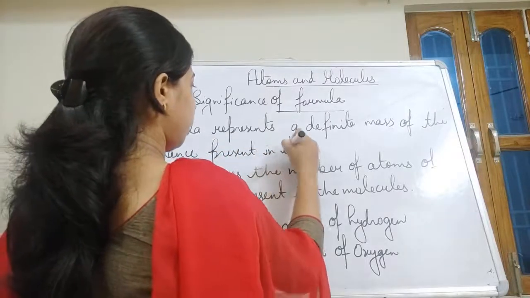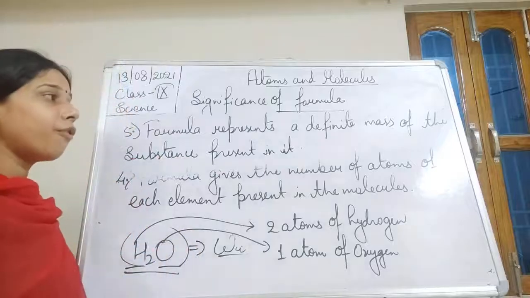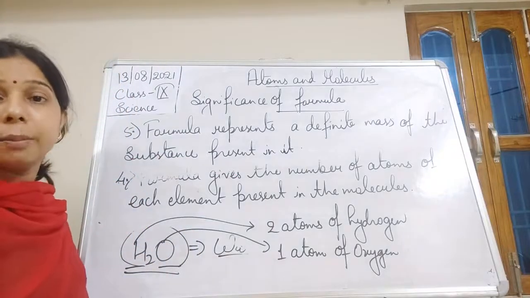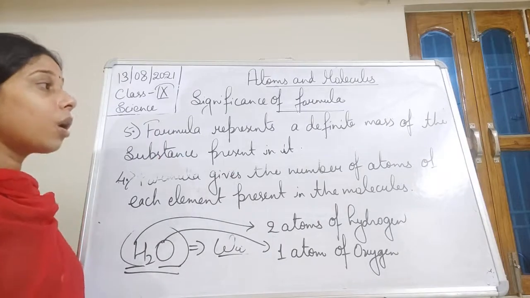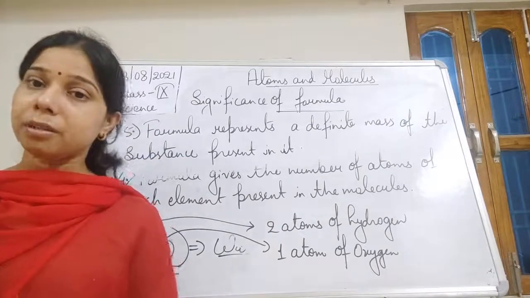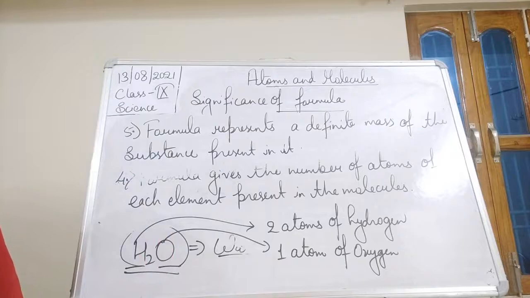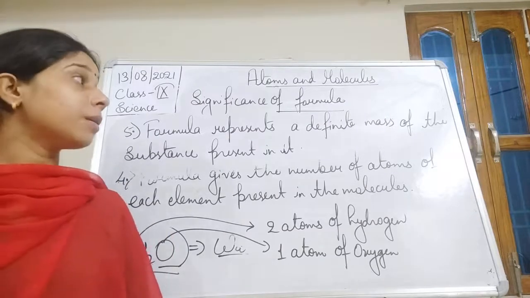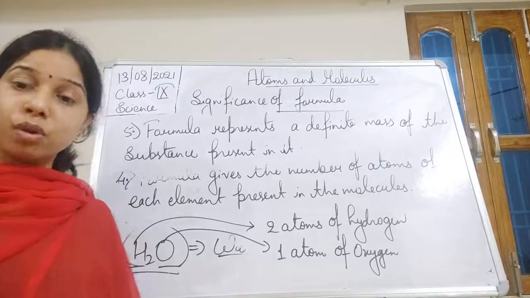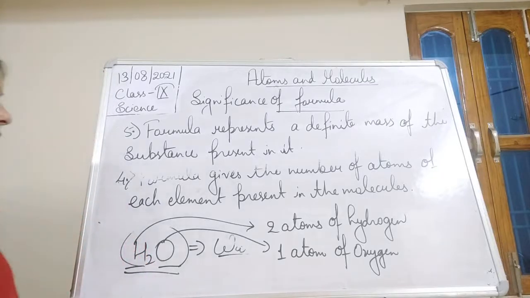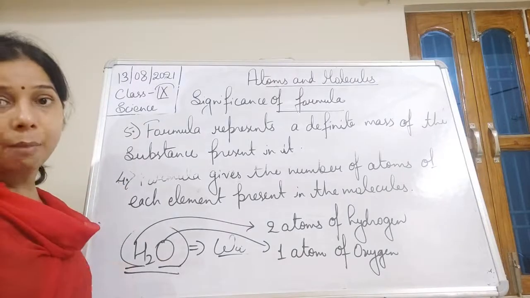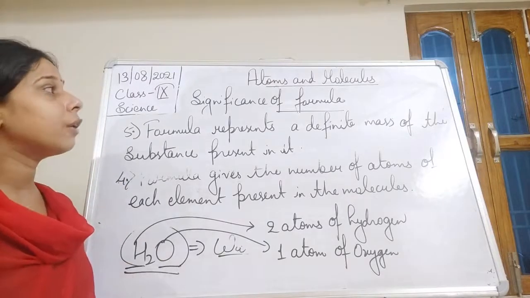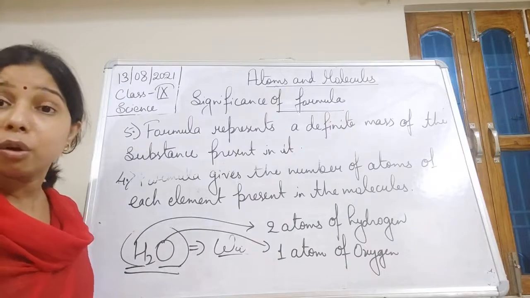Formula represents a definite mass of the substance present in it. So with the help of the formula, we are not only able to recognize the kind of element or atom, but we are also able to find the definite mass of the substance, students. What about H2O? When you look at the mass of H2O, it is always 18 gram or 18 u. So with the help of the formula, we are also able to find the definite mass.